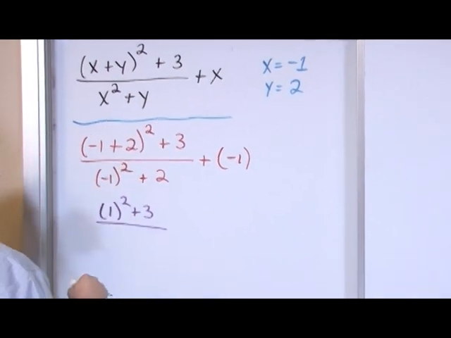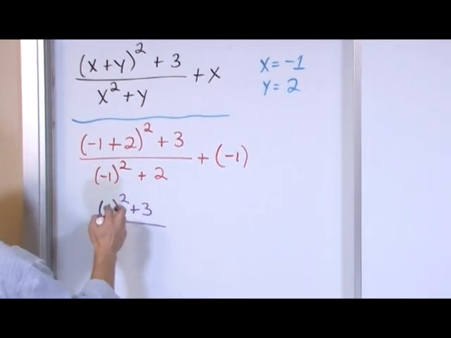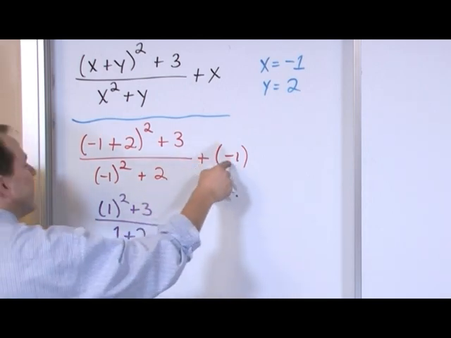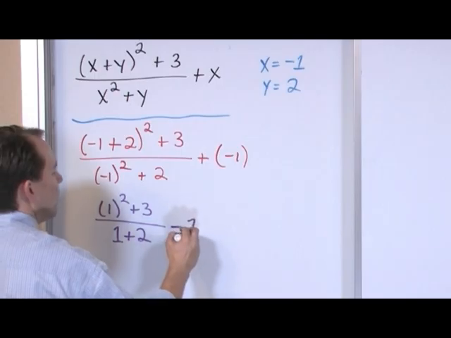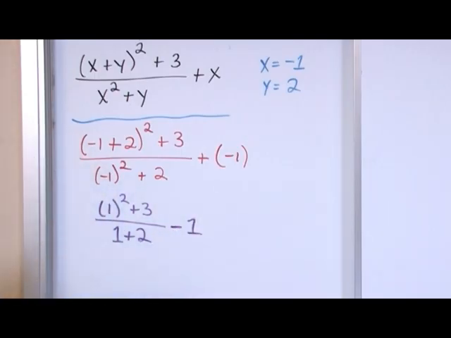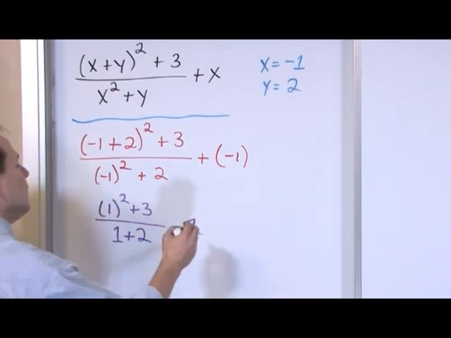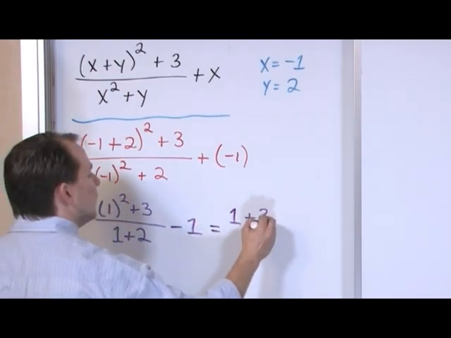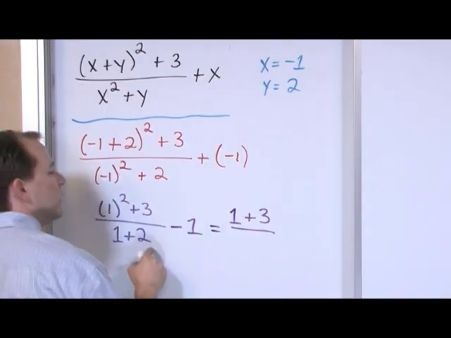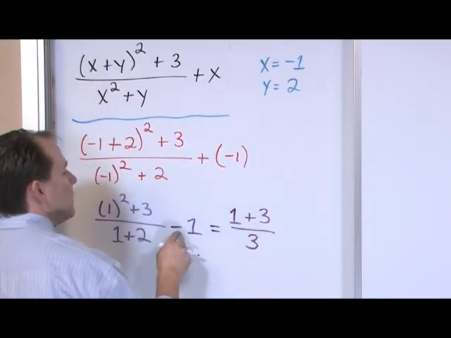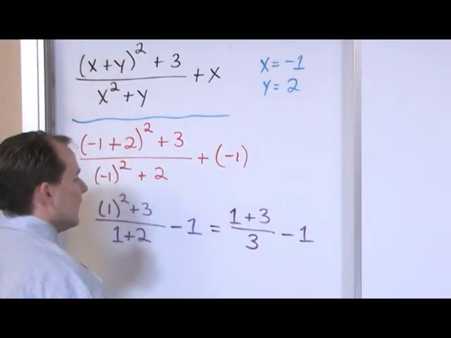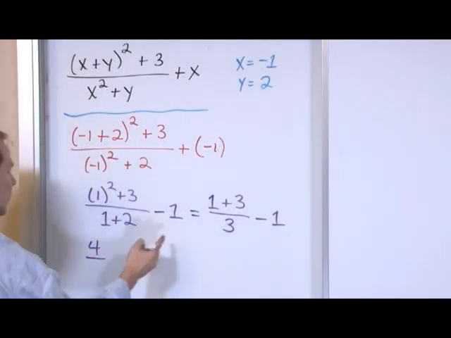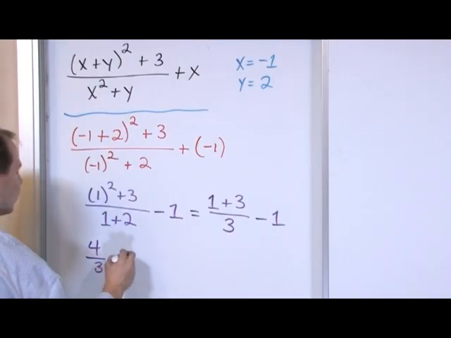I can work in the denominator separately. -1 times -1 is +1. I have plus 2 out here. I have plus -1, but I can sort of write that as -1. That's fine to do. Anytime you see a plus -1, you can just write it as -1. So over here, 1 squared is just going to be 1 plus 3 over 1 plus 2. We can go ahead and add that together, making 3. Minus 1, we're going to keep over here. We can't do that yet. And so what we're going to have now is 1 plus 3 is going to give us 4/3 minus 1.